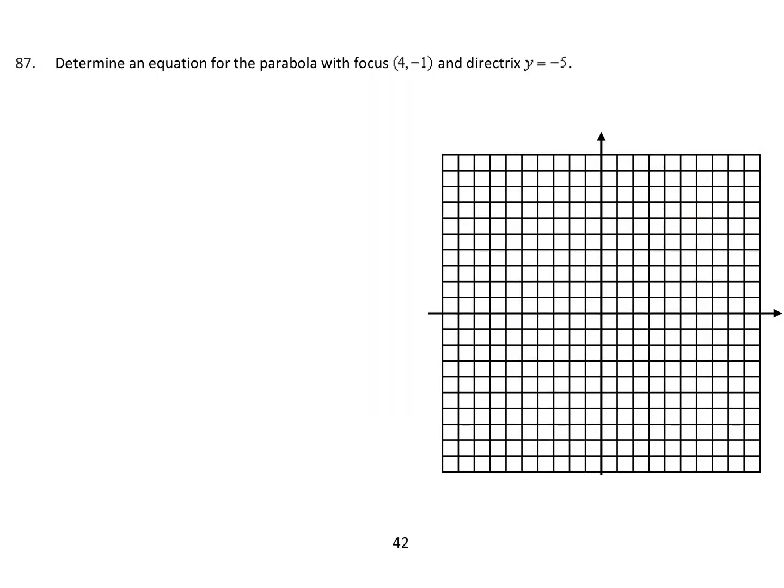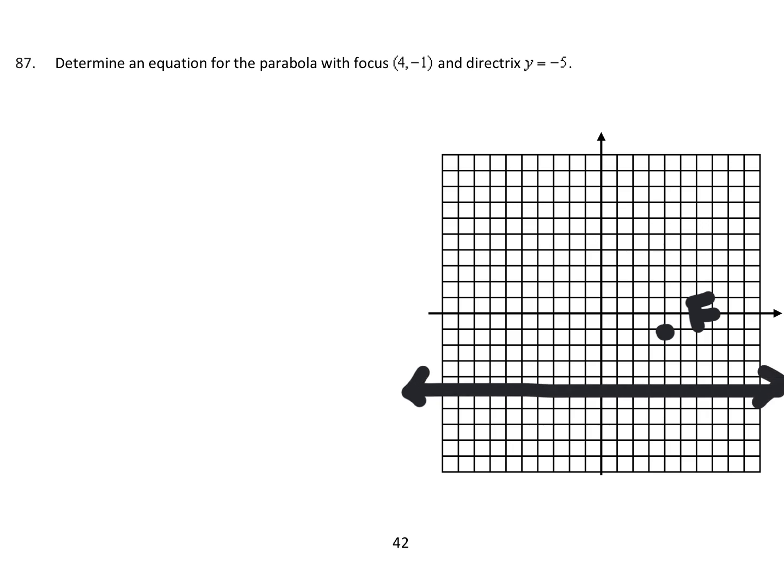All right, let's take a look at 87. So determine the equation for a parabola with the focus at 4, negative 1. So this time let's go to 4, 1, 2, 3, 4, and negative 1. Okay, so that's going to be our focus. And the directrix is at y equals negative 5. So we're going to go down to negative 5, 1, 2, 3, 4, 5. And we're going to draw a horizontal line there.